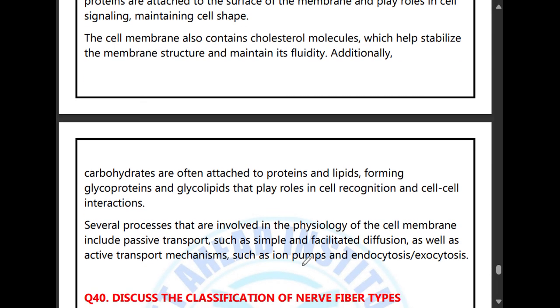The other thing you should take note of is that several processes involved in the physiology of the cell membrane include passive transport. We also have active transport. So that is it with the physiology of the cell membrane.